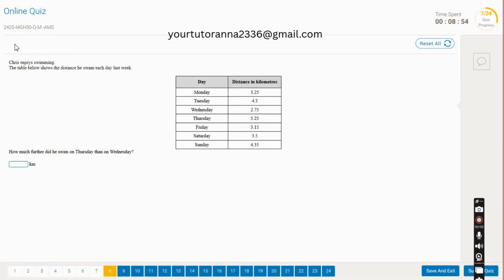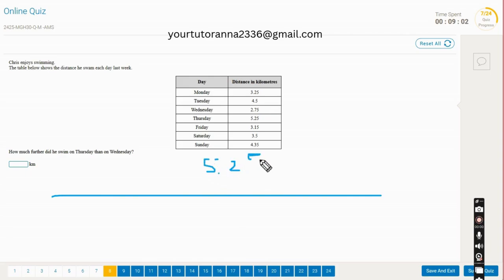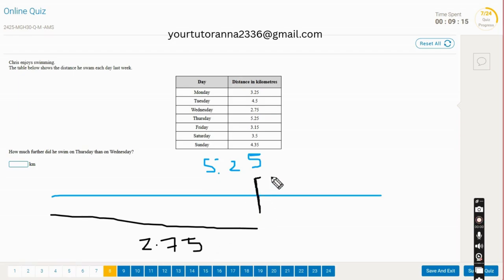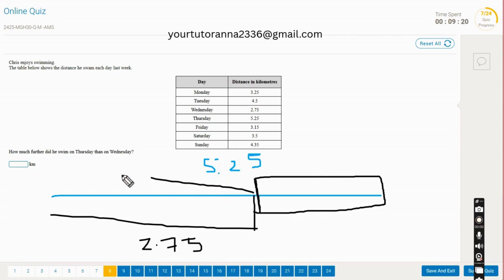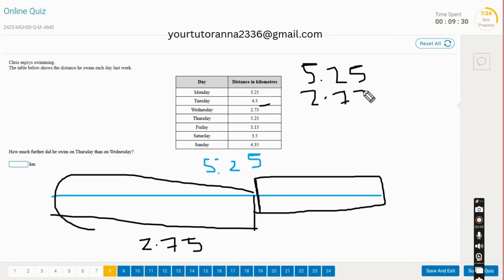Now here, how much further did he swim on Thursday than on Wednesday? Remember, he swam on Thursday 5.25. Then on Wednesday, let's make it smaller because the length is smaller, 2.75, right? Now, this length is what they want, how much further did he swim? So I'm going to subtract the 2.75 out of the 5.25. So I'm going to remove all of this so I can find out how much further he swam. So 5.25 subtract 2.75.